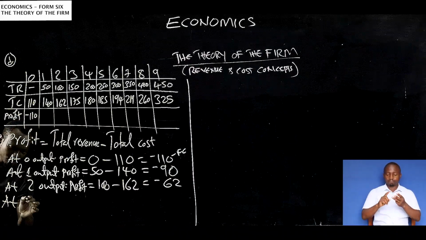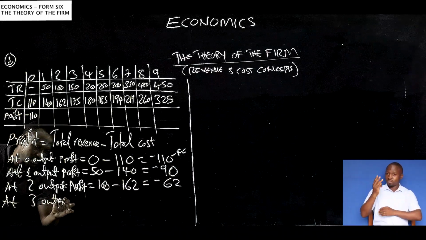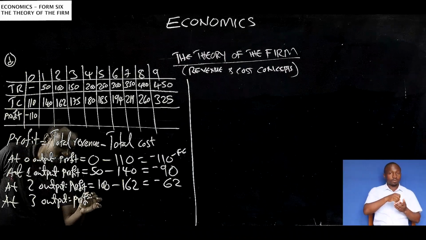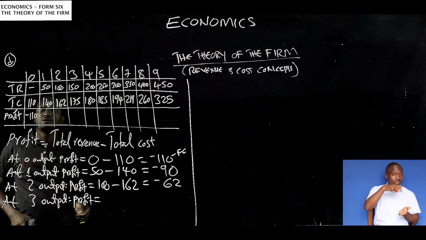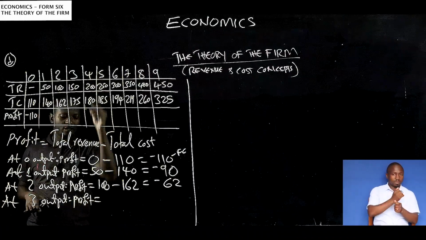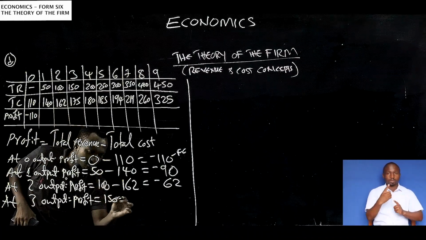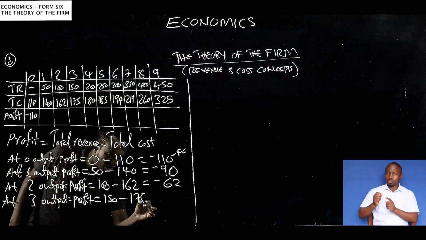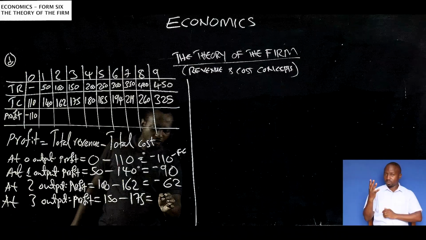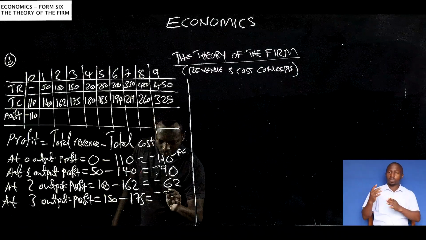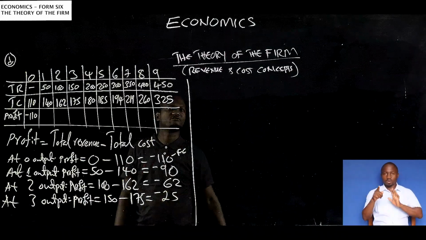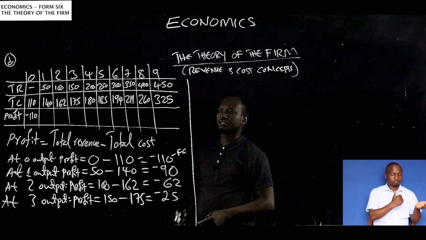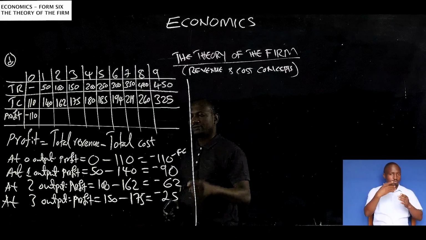At three output level, profit will be equal to total revenue at 150, total revenue minus total cost 175. Here we also get negative 25, which is loss because total cost is greater than total revenue.